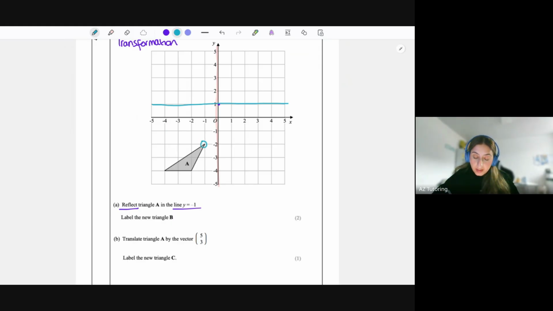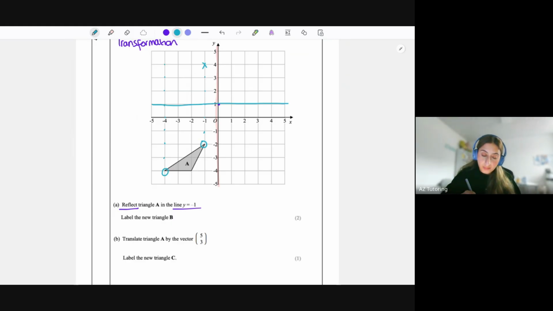So let's go with this one here. I know this is 1, 2, 3 points away from the mirror line, so I'm going to do it 1, 2, 3 points away. This one here is 1, 2, 3, 4, 5 points away, so I'm going to draw it 1, 2, 3, 4, 5 away.